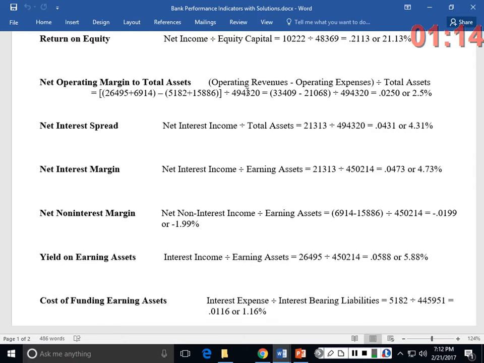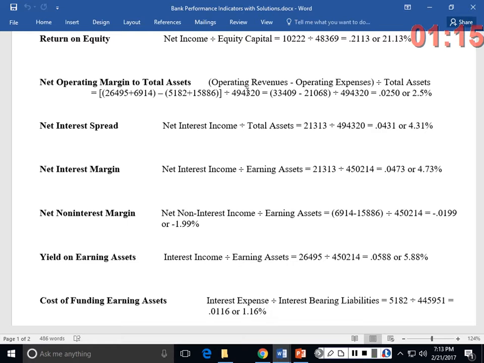Then you've got net non-interest margin. This is going to be net non-interest income, which is non-interest income minus non-interest expense, and the same thing, we're dividing it by earning assets. You'll notice this is going to be a negative number. Somebody remind me, why is it a negative number? That's exactly right. Employee salaries and benefits typically are the largest source of non-interest expense, and it's going to make non-interest expense larger than your non-interest income. Now, if you're a super bank and you can turn this around and make it positive, that's fantastic. The problem is most banks can't.